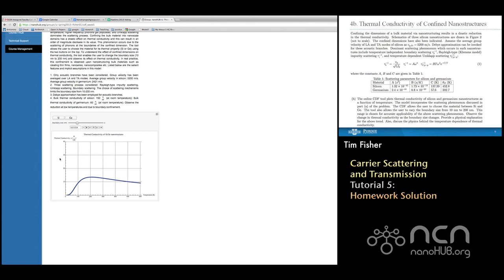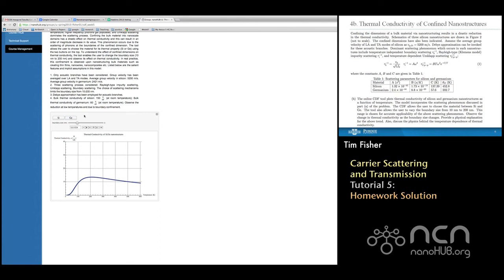The graph that you see on your screen plots the thermal conductivity as a function of temperature. The temperature goes from 0 Kelvin to 600 Kelvin, and this tool lets you find the thermal conductivity of silicon and germanium nanostructures. The two buttons on the top let you select the material. If I click on silicon, this will give me the thermal conductivity of silicon, and if I click on germanium, it will give me the thermal conductivity of germanium.